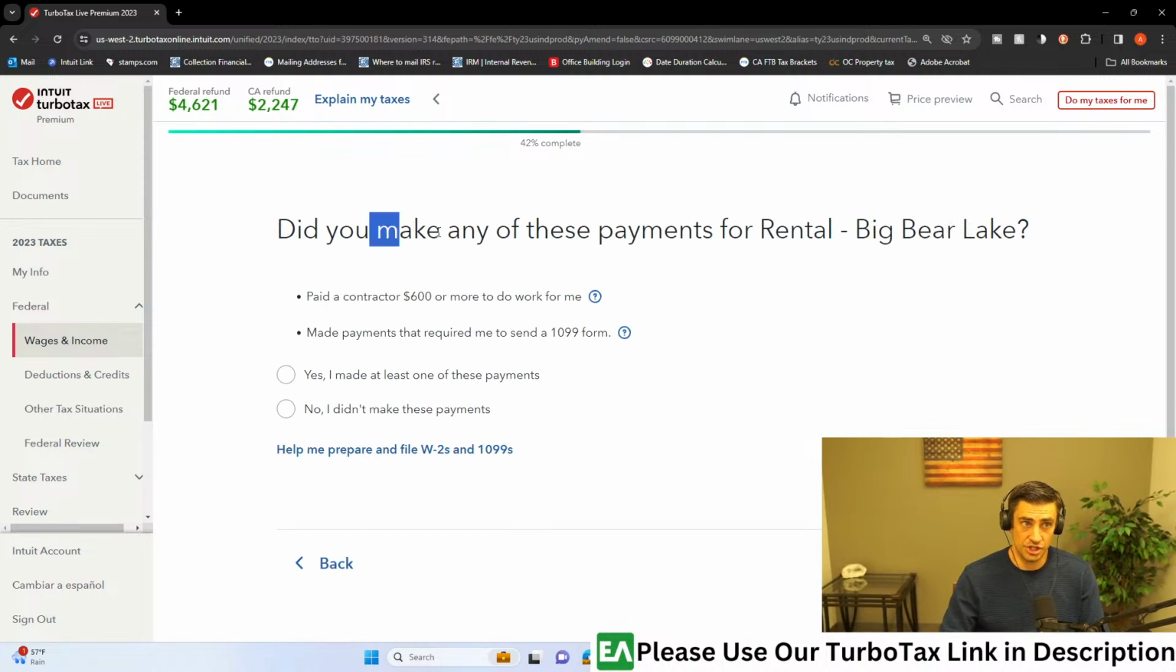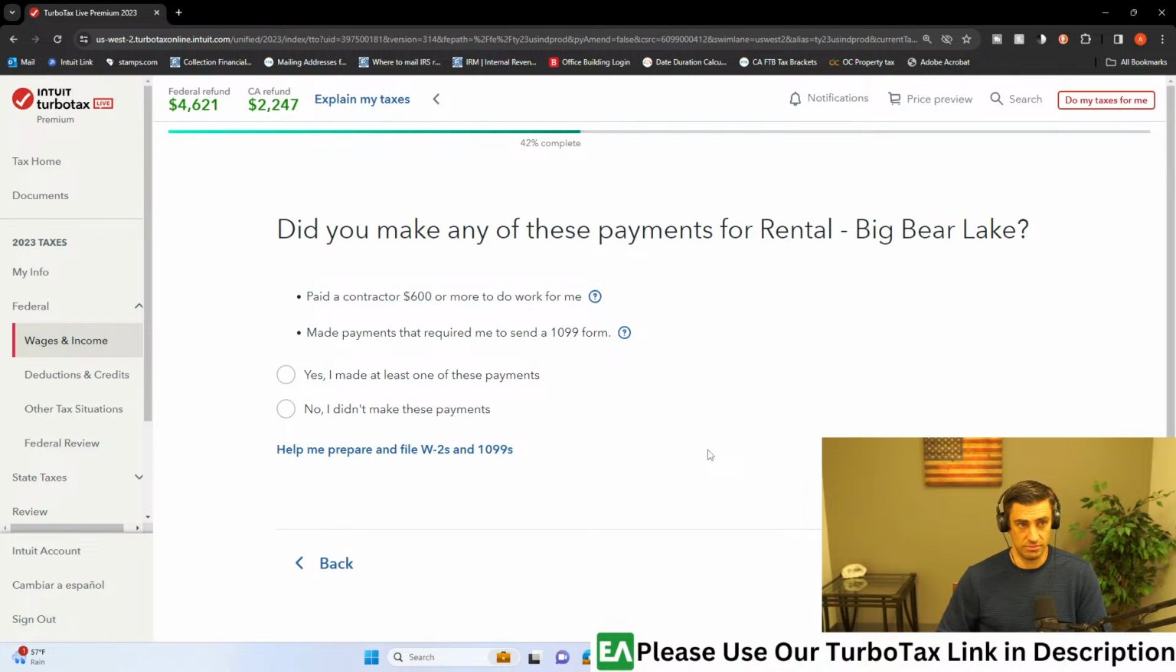Did you make any of these payments for rental Big Bear Lake, paid a contractor over $600 or more to do work for me, or made payments that require me to send a 1099 form? Okay, so you can kind of read into these things. If you paid a guy, Joe Schmo, to come out and do that roof repair or do that remodel for you.